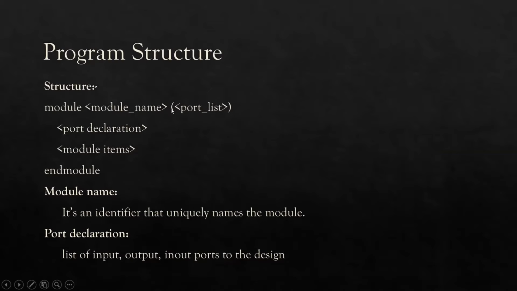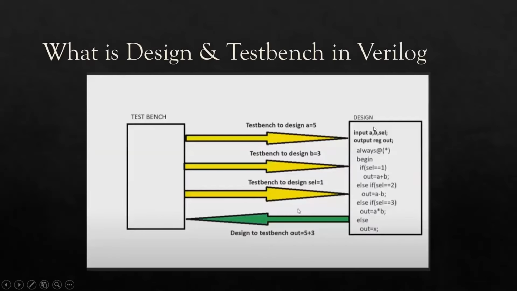In the C language, we write open and close curly braces. These are replaced with begin and end in Verilog. Begin and end are the open and close braces in Verilog. The module name is an identifier that uniquely names the module. If you are writing two modules, the module names should be different, unique to each other. Then comes the port declaration. What are the inputs and outputs? What I have written in this slide.